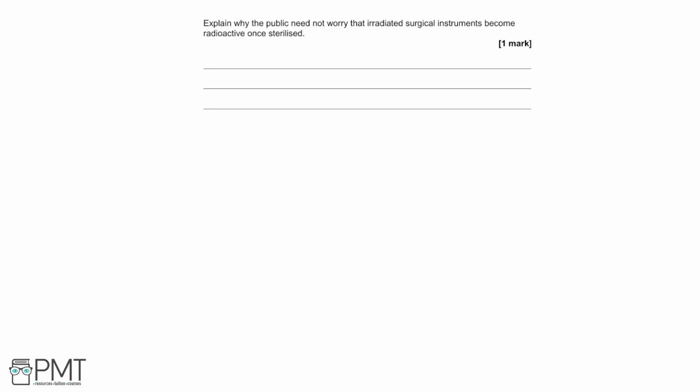The next part of the question says, explain why the public need not worry that irradiated surgical instruments become radioactive once sterilized. In order to examine the answer to this question, we need to understand what happens for something to become radioactive. Specifically, the nucleus, which will contain the protons and neutrons of the metallic instruments, must be changed. So radiation must be absorbed. And this radiation must be absorbed in such a way that it causes the nucleus to become unstable.